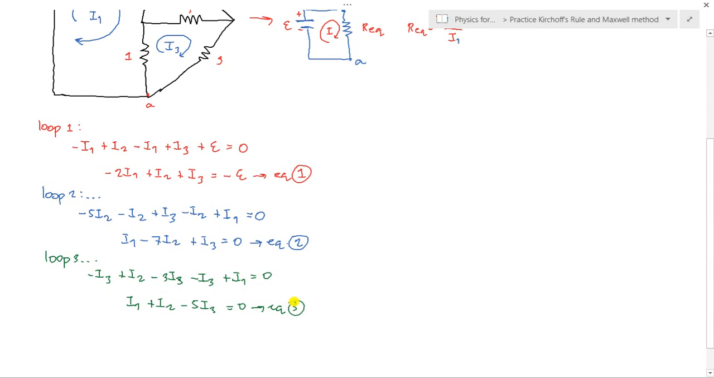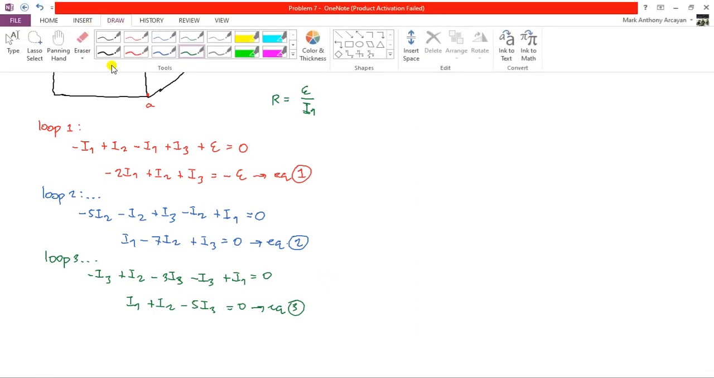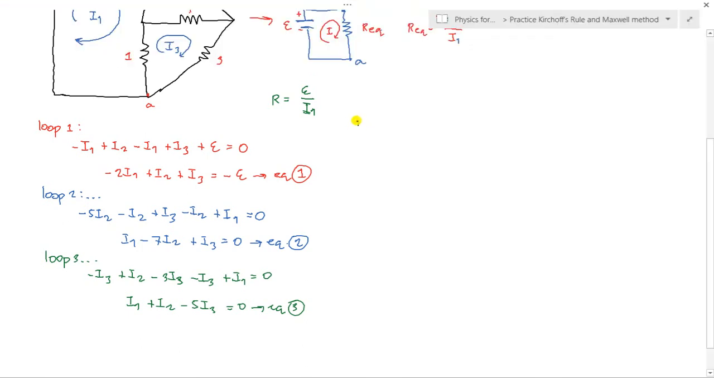So here, since we are after an expression, E over I1, that is what we are looking for. In order to solve for that, E over I1, in these 3 equations, we are going to eliminate I3 and I2. So we will use the method of substitution. The first is we're going to combine equations 1 and 2 and eliminate I3.